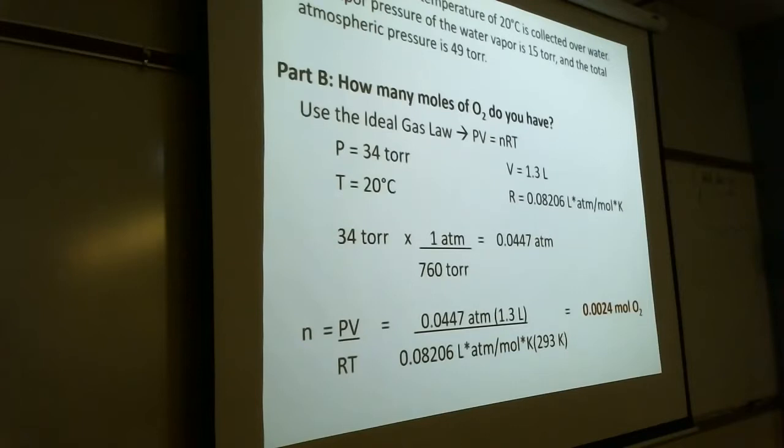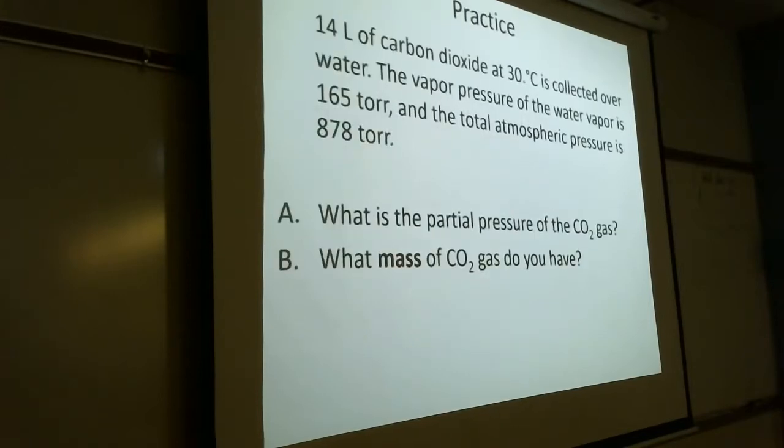Ready to try one? 14 liters of carbon dioxide at 30 degrees Celsius is collected over water. Boy, that's a big container. The vapor pressure of the water is 165 torr. Total atmospheric pressure is 878 torr. I want to know what's the partial pressure of the CO2, and I want to know what mass of CO2 you have. Think about how you would get mass.